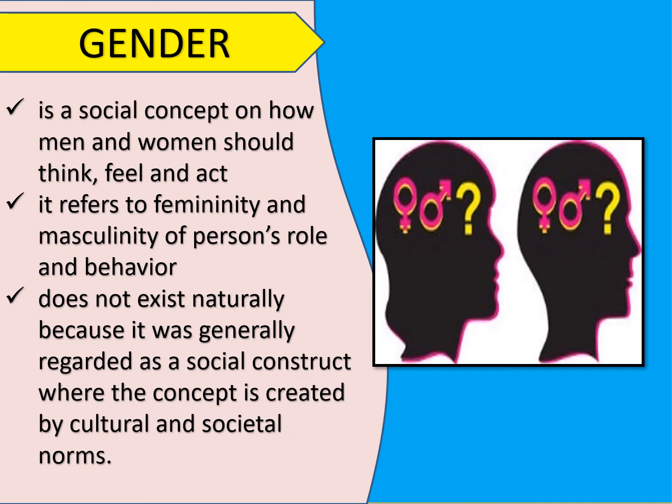Next, gender. Gender is a social concept on how men and women should think, feel, and act. It refers to the femininity and masculinity of persons' role and behavior. It does not exist naturally because it was generally regarded as a social construct where the concept is created by cultural and societal norms.